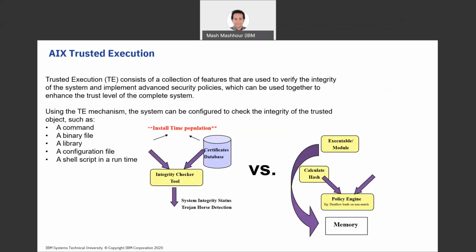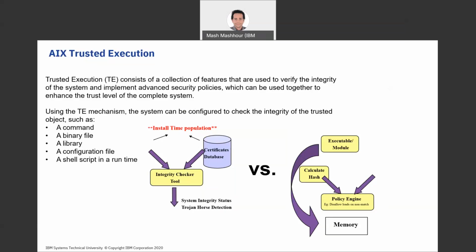The AIX trusted execution is a collection of features that are used to verify the integrity of the system and implement advanced security policies, which can be used together to enhance the trust level of the complete system. Using the trusted execution mechanism, you'll be able to configure your system to check the integrity of the trusted objects.